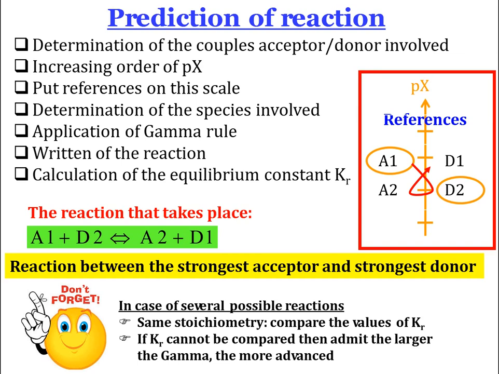Suppose the two reactions do not have the same stoichiometry. So the values of K could not be compared to predict which is first. In this case, the larger gamma reaction is the more advanced.